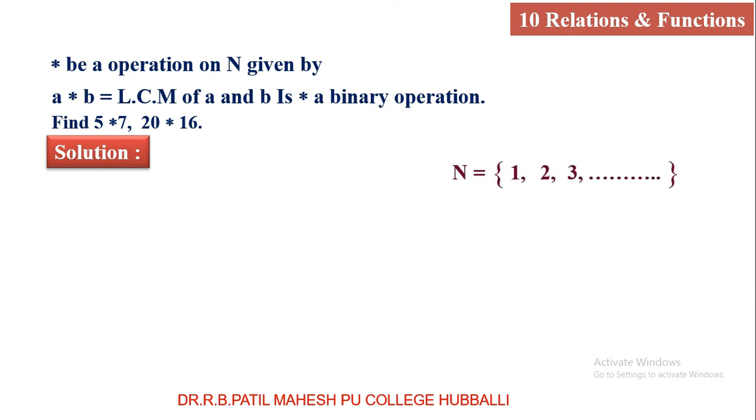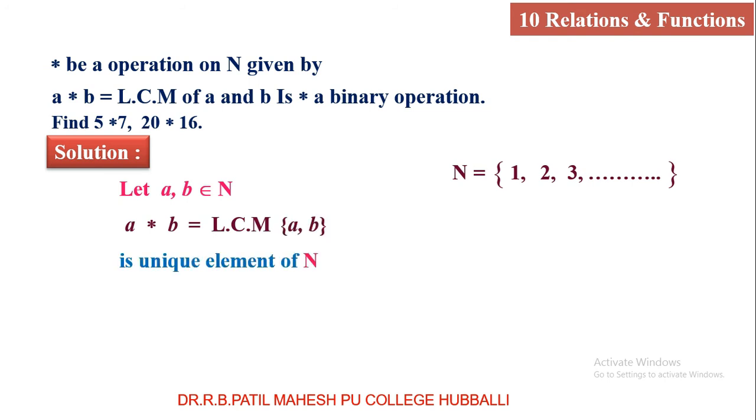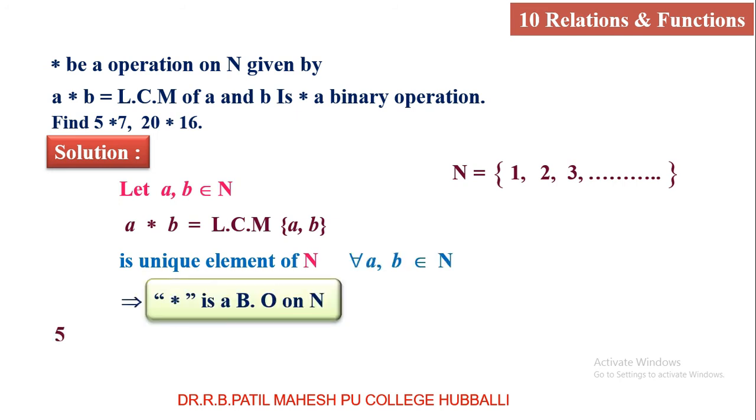Dear students, we have the set of natural numbers because star is an operation on the natural numbers N. So 1, 2, 3, 4, counting numbers. Let a, b belong to N. a star b is equal to the LCM of a and b. Definitely, the LCM of two natural numbers gives a unique element of the natural numbers only. Therefore, this is a binary operation on N.